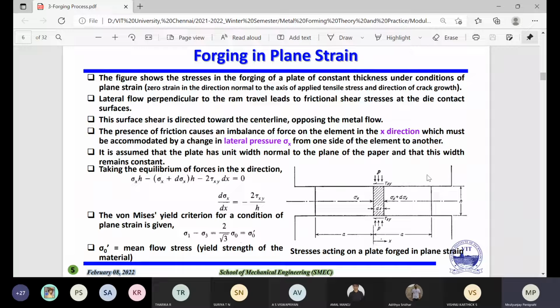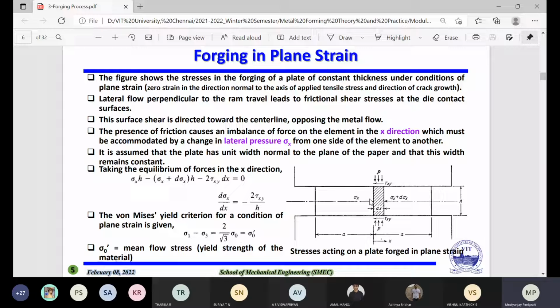If you see the schematic diagram here, you can see the stresses acting on a plate forged in plane strain. You have the upper die, and this is the lower die, and you have the material here. This is the zone where we are making the forging. Here you are applying the force or pressure, and at the same time you are applying pressure here, whether this is fixed or moving. Normally we consider the fixed one, but still you have some pressure here, on both sides.